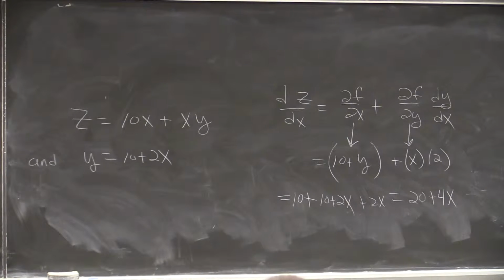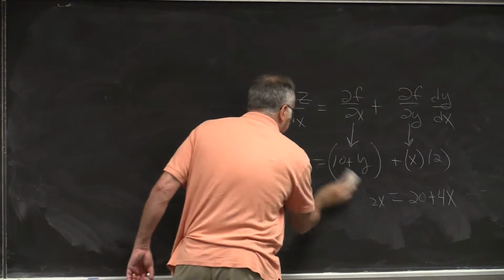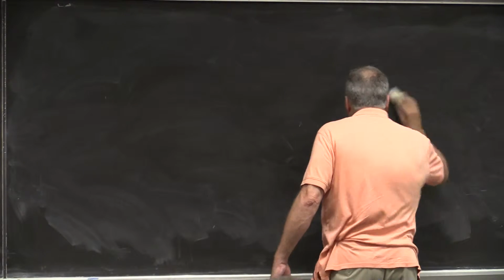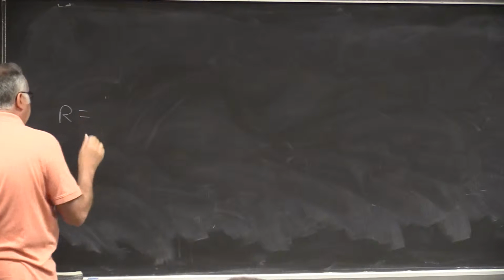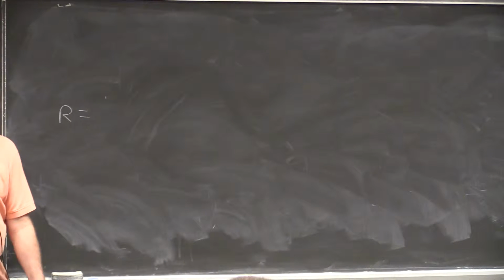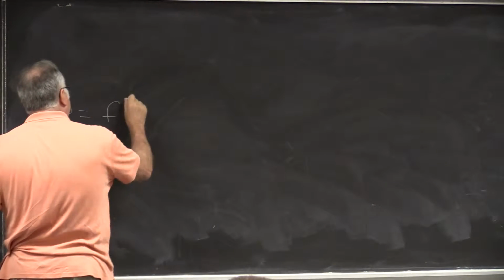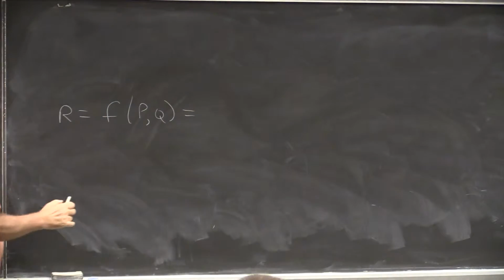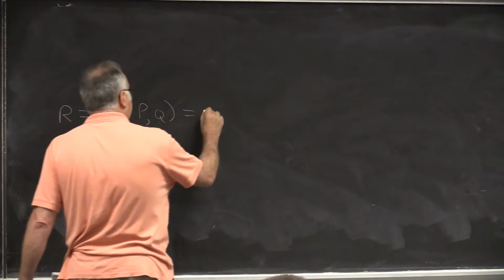give you an economic example of this. Revenue, as you know, can be expressed as a function of price and output. So revenue is a function of P and Q. And in fact, the function is what? P times Q. P times Q, that's revenue.